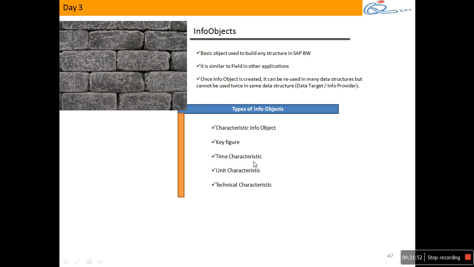Now look at this. You cannot create time characteristics. You can only use the time characteristics delivered by SAP. You cannot create technical characteristics. You can only use the technical characteristics delivered by SAP. You can create characteristics, you can create key figures, and you can create unit characteristics also. So I'll show you how to create a characteristic, how to create a key figure, and how to create a unit also.